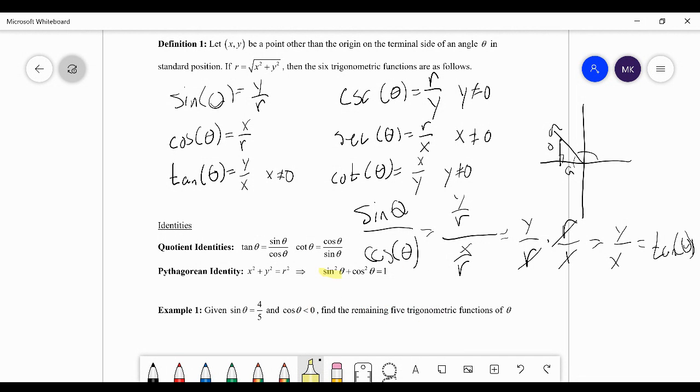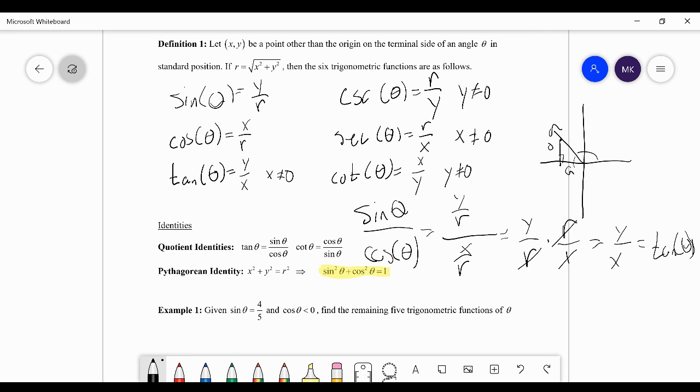I don't want to underplay how important this is. It is something we are going to use extensively, especially in chapter 7. So make sure that you guys are comfortable with this, as it is something we are going to use a lot.